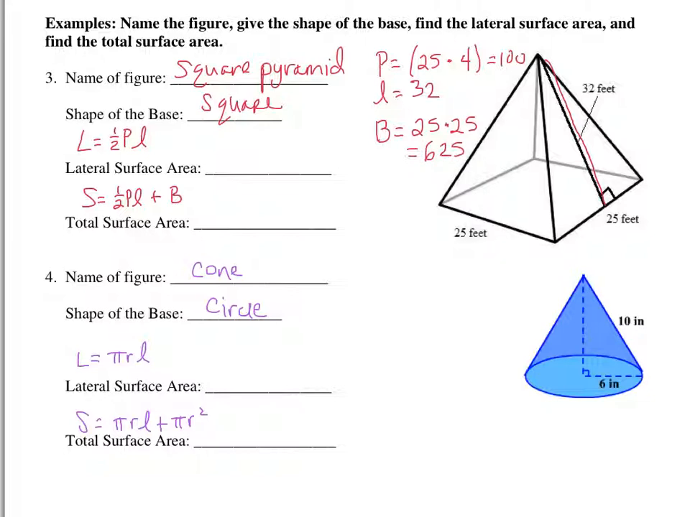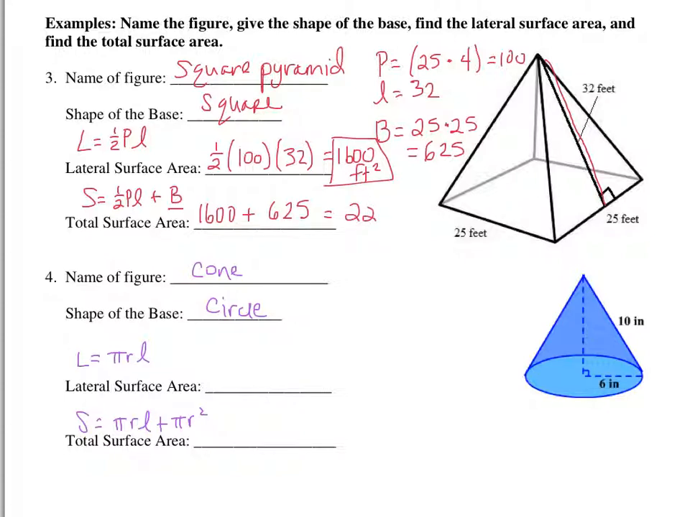So let's plug all of our numbers in. So we have 1/2 times the perimeter, so 100, times the slant height, which is 32. When we multiply that all together, we get 1,600, and this is feet squared. For the total surface area, we have to take that number and now add it to the area of our base, which is 625. So when we add those together, we get 2,225 feet squared for the total surface area.